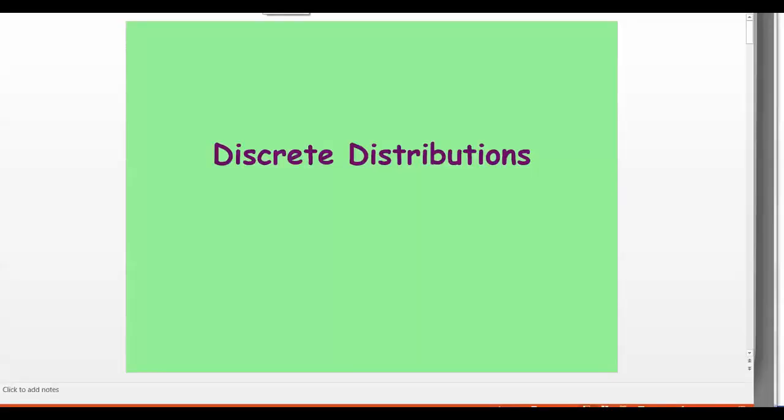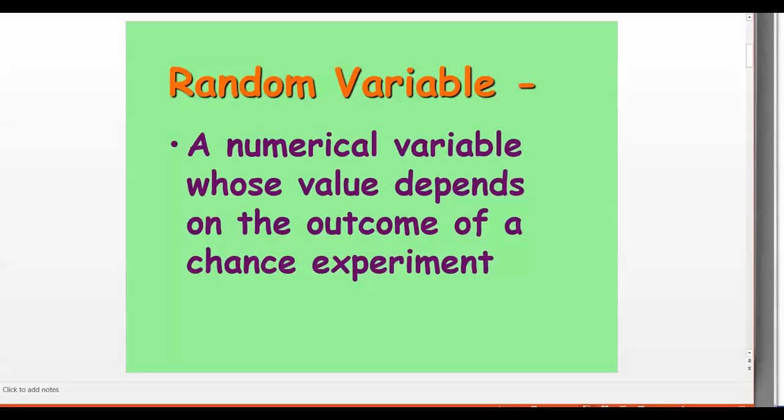Today's topic is discrete distributions. So let's start with a couple of definitions. Let's go with what a random variable is. As we've seen before, a random variable is simply a variable that is random. It deals with when we're doing some sort of chance experiment. We just give it the title of random variable.